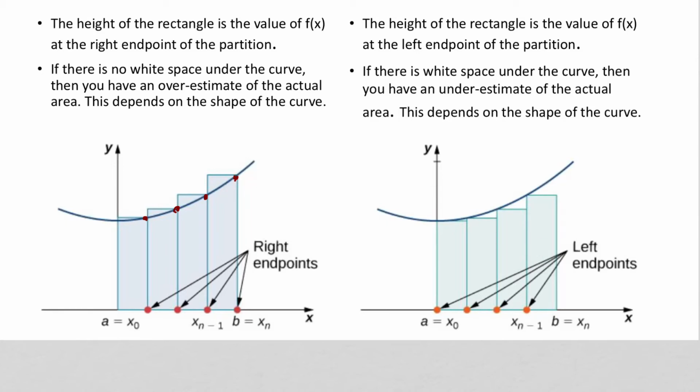On this picture over here, the height of the rectangle is the value of f of x at the left endpoint of each of the rectangles. So here, here, here, and here. We'll use that value of f of x for calculating the area of each of the rectangles. You can see that I have white space here and here as well. So we're going to wind up with an underestimate of the actual area under the curve. It depends on the shape of the curve whether you've got an overestimate or an underestimate.